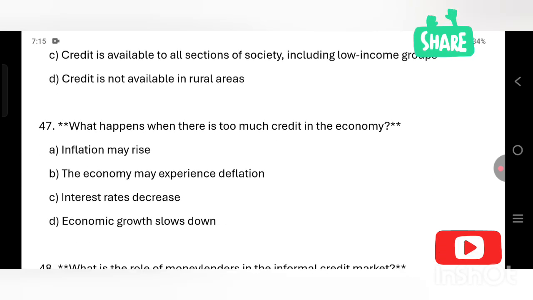Question number 47. What happens when there is too much credit in the economy? Option A, inflation may rise. Option B, the economy may experience deflation. Option C, interest rates decrease. Option D, economic growth slows down. The correct answer is option A, inflation may rise.